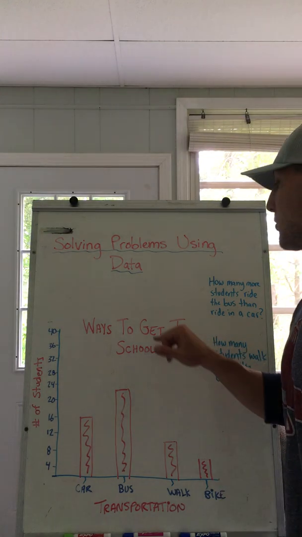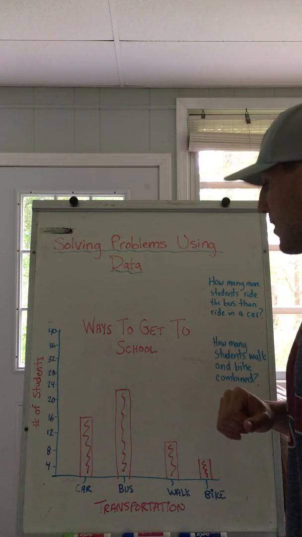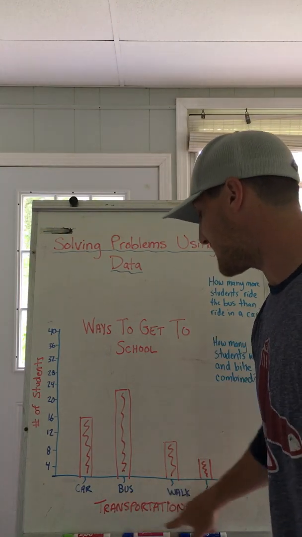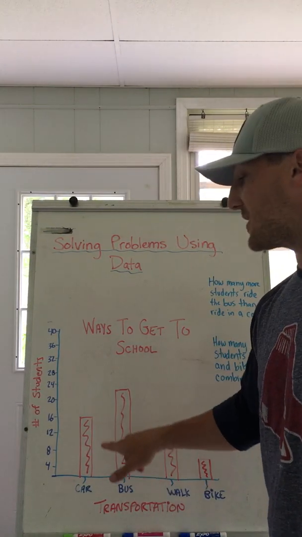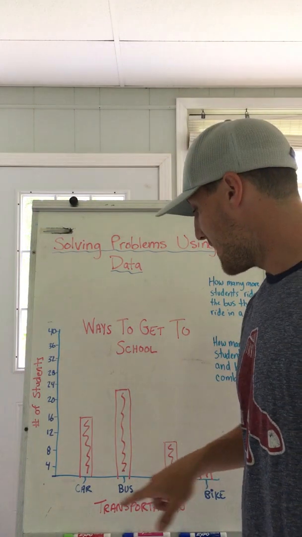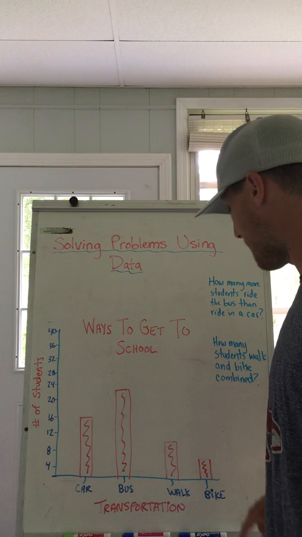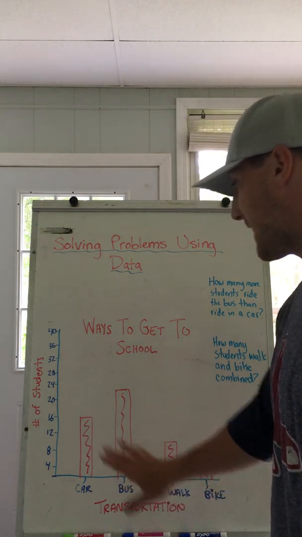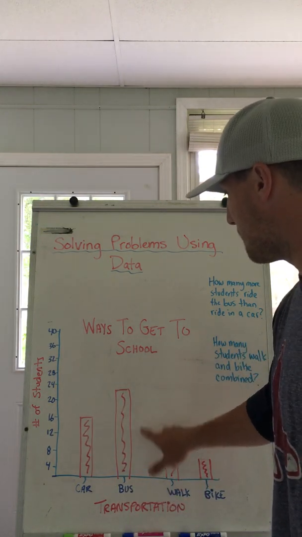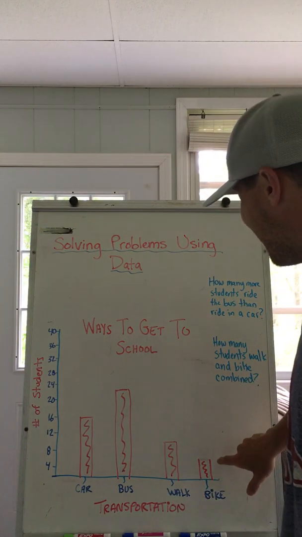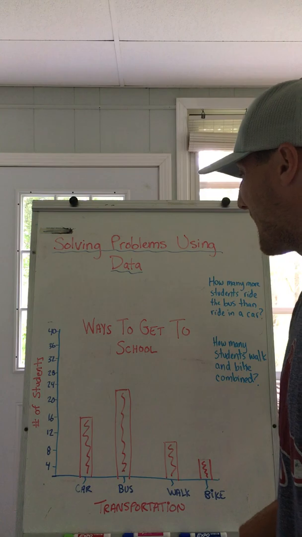This graph is entitled Ways to Get to School. Along the bottom, I can see the different forms of transportation. That's what the x-axis is labeled here, so I know that these are the different ways to get to school. So there are people that take a car, a bus, walk, and bike. Before I even look at the data, it looks like the most people ride the bus, and the least common thing would be people who are biking to school.